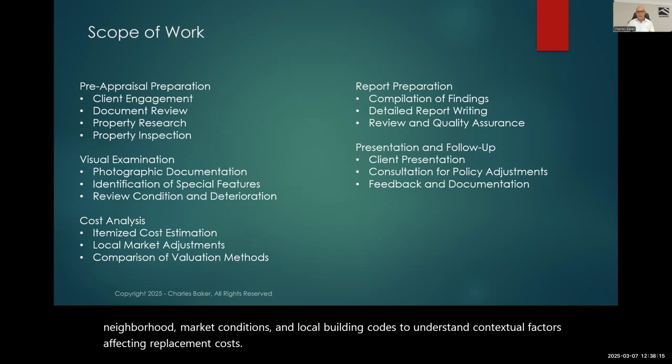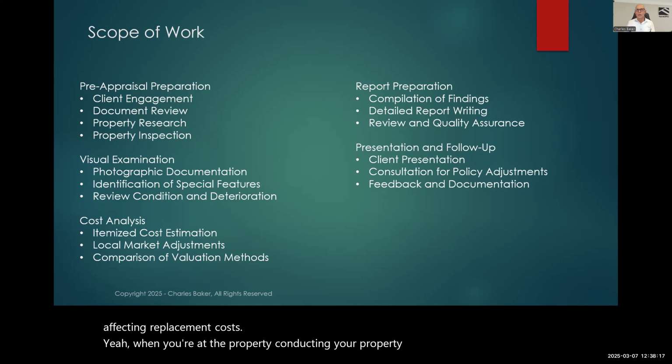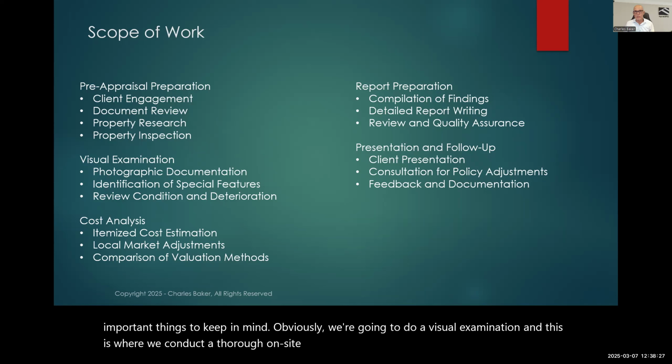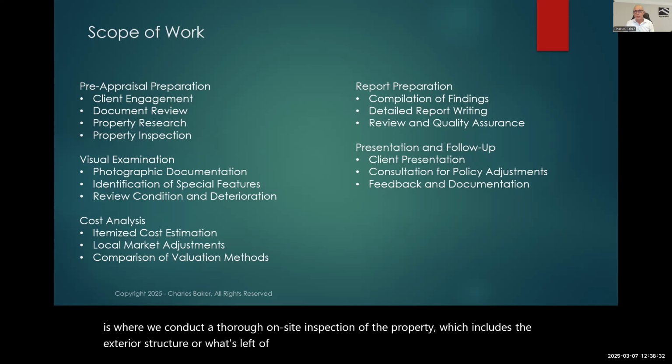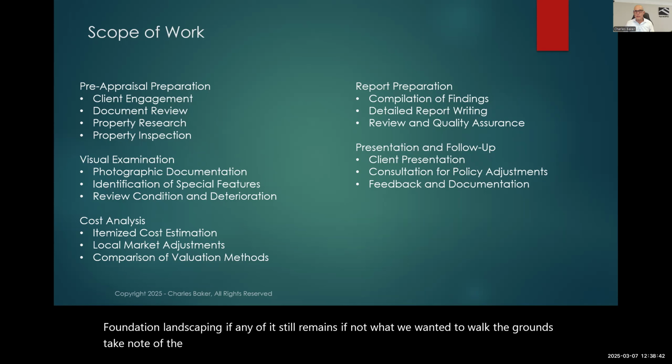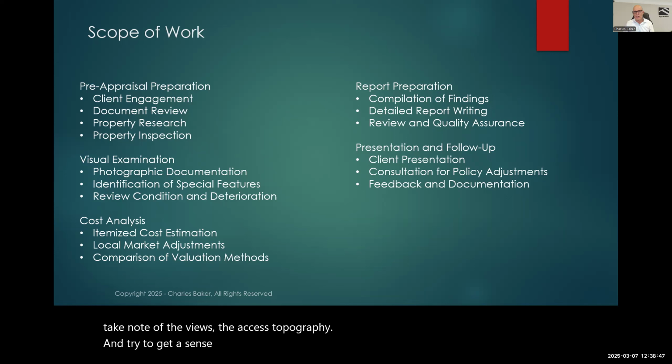Now, when you're at the property conducting your property inspection, these are some important things to keep in mind. Obviously, we're going to do a visual examination, and this is where we conduct a thorough on-site inspection of the property, which includes the exterior structure or what's left of it, foundation, landscaping, if any of it still remains. If not, what we want to do is walk the grounds, take note of the views, the access, topography, and try to get a sense if that foundation is usable.